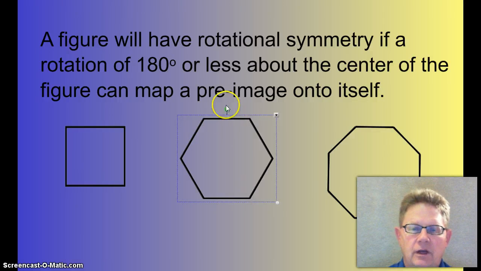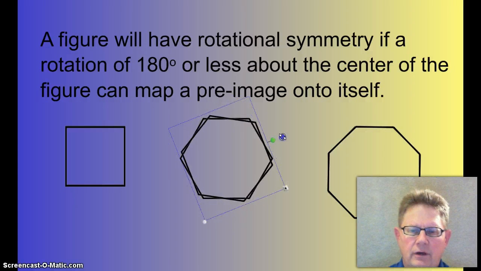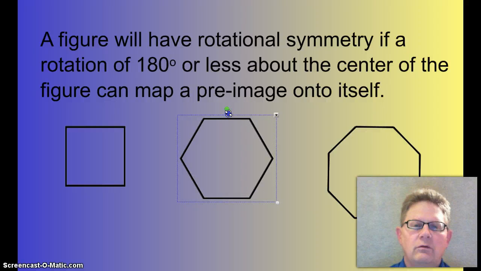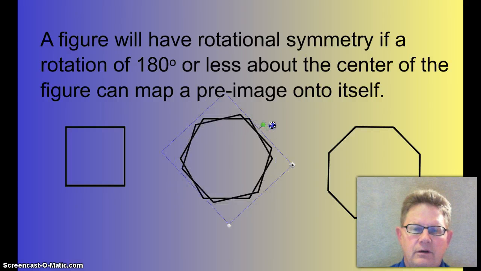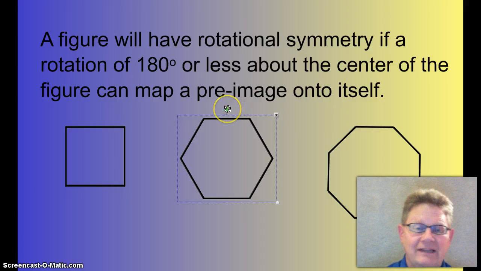Okay, how about this regular hexagon? It will have rotational symmetry, won't it? Oh yeah, look, right there. What is the rotational symmetry of this regular hexagon? How many degrees is this? Alright, let's count how many there are. 1, 2, 3, 4, 5, 6 times around. I wonder how many degrees that is.